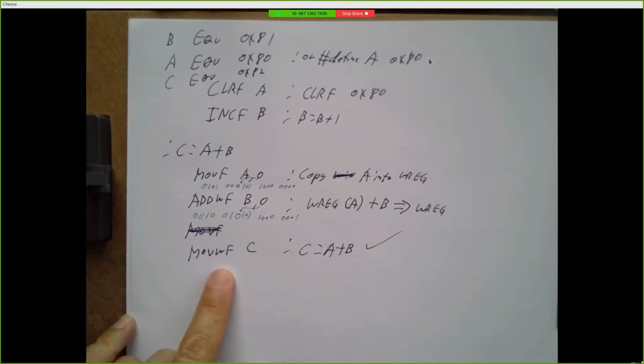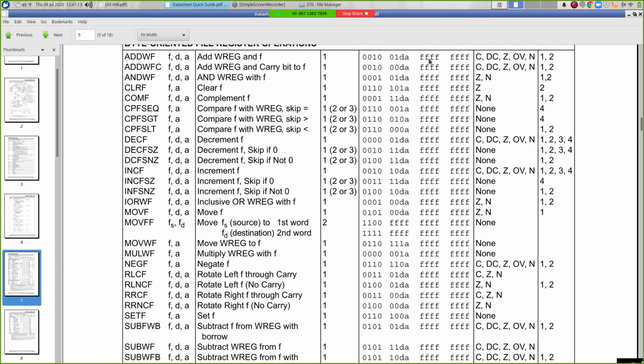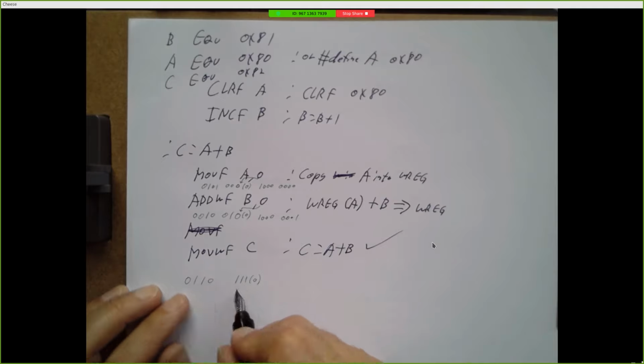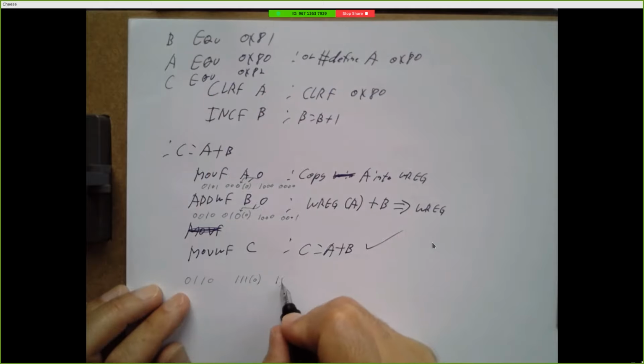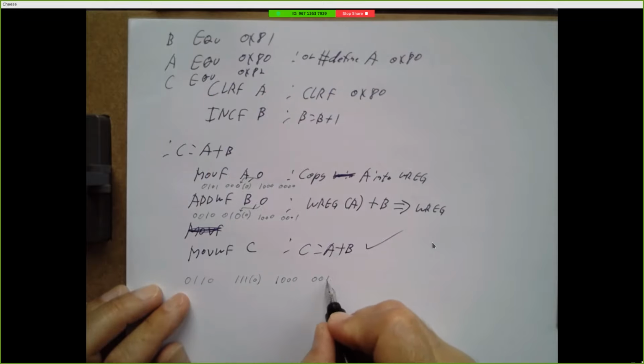And then our third instruction is move WF C. So move WF has an opcode of 0110111, followed by an access bit, followed by the file register. So move WF, there's the opcode, there's the access bit, and the file register is C, that's hex 82, so there's an 8, and there's a 2.